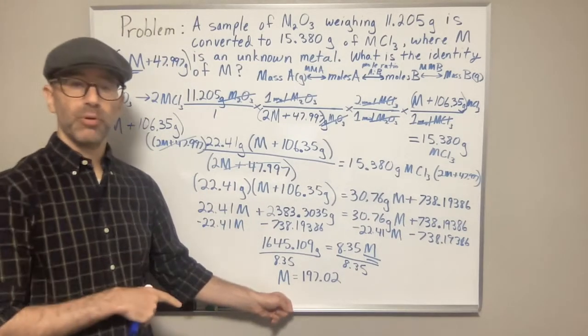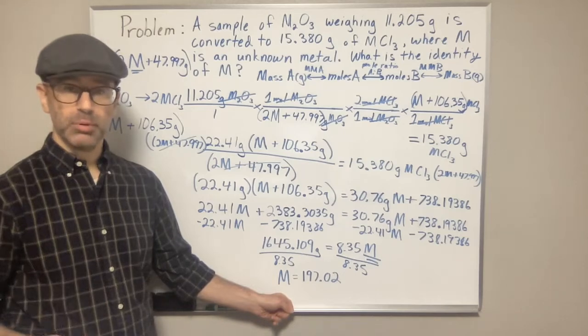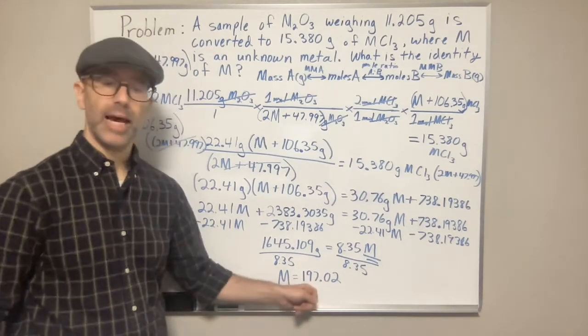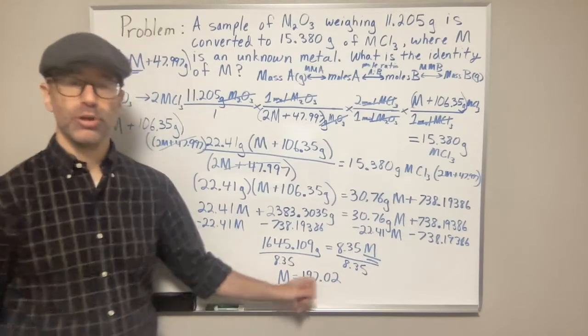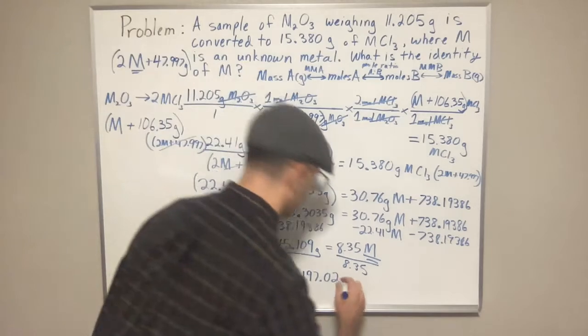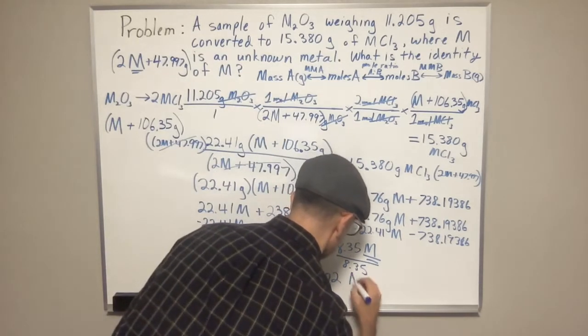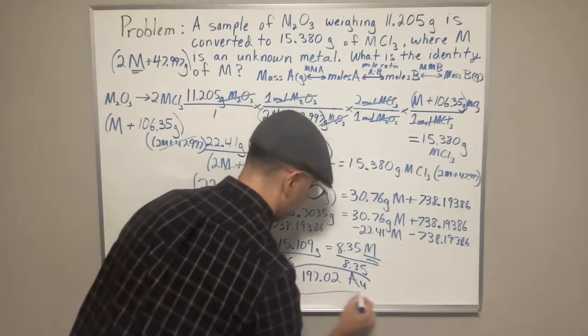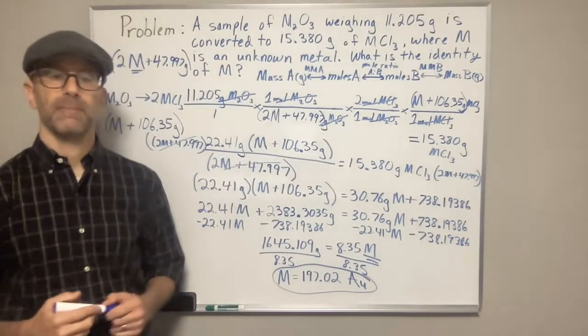At this point, we can look on our periodic table and find the element that is closest to that number. And when you do, you find out that the element is gold, Au. So that is our answer.